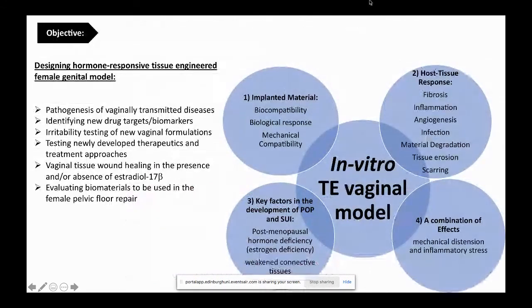The broader objective of my project is to design a hormone-responsive tissue-engineered female genital model by using sheep vaginal tissue and primary sheep vaginal cells, which has endless possibilities in the future. And we hope that we will be able to evaluate newly developed biomaterials for the female pelvic floor repair by utilizing these in vitro testing methods.